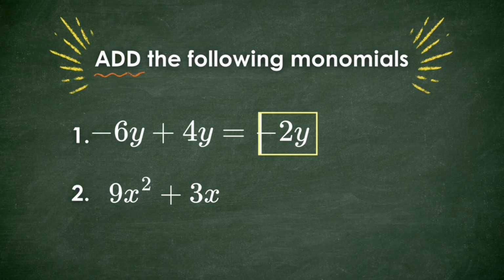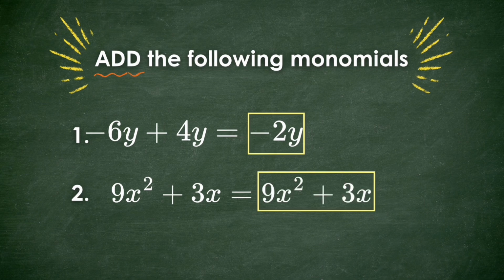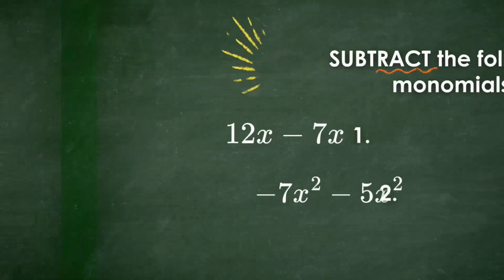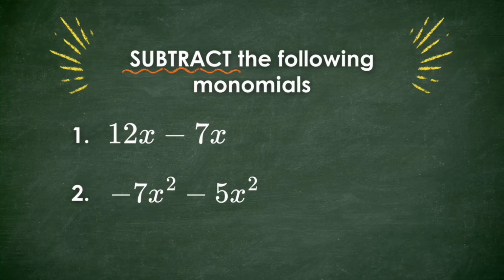So what do we do? We cannot combine them. We simply leave the expression exactly as it is. So 9x squared plus 3x is equal to 9x squared plus 3x. Now, let's practice some subtraction. The process is the same. We just subtract instead of add. Let's take 12x minus 7x as an example.